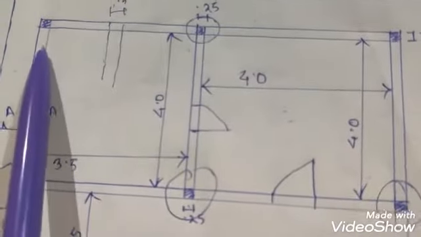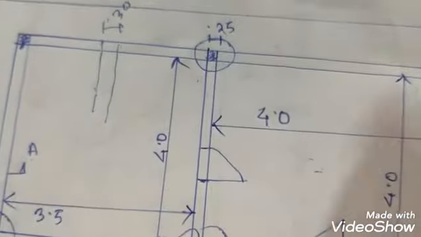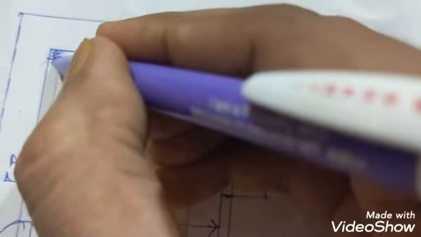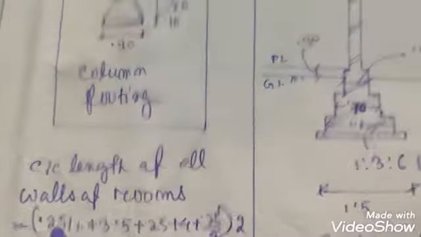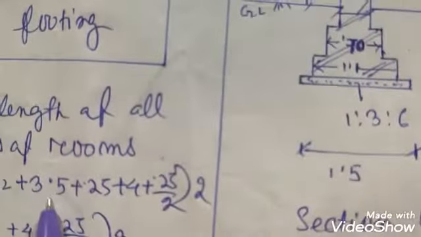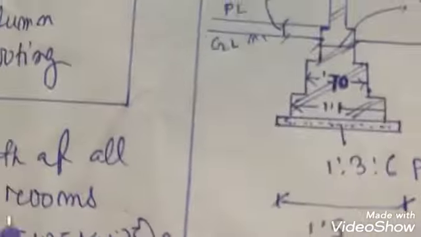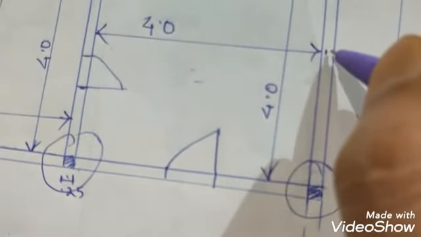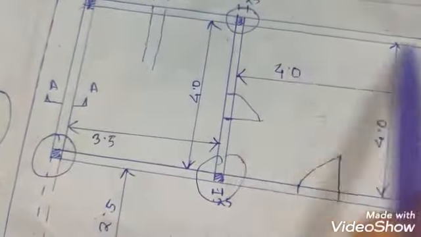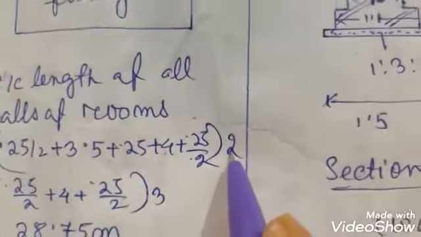Sorry, this is not 0.25. This is 0.25 by 2 because we are taking center to center length. This whole thing is 0.25, but this is from the center. If we consider, this is 0.25 by 2. So the length of this wall will be 0.25 by 2 plus 3.5 plus 0.25 plus 4 plus again to the center of this wall 0.25 by 2. So the length of this wall we have found out. How many walls are there of this type? 1, 2. So multiplied by 2.